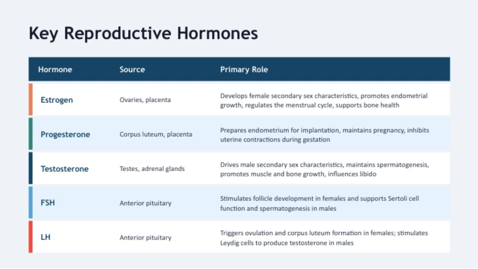Finally, estrogen, produced mainly by the ovaries and the placenta. It develops female secondary sex characteristics, like breast development and wider hips. Estrogen also promotes the growth of the endometrial lining, regulates the menstrual cycle, and supports bone health. Understanding these hormones and their sources helps us see how the body orchestrates complex reproductive processes, from puberty to pregnancy.